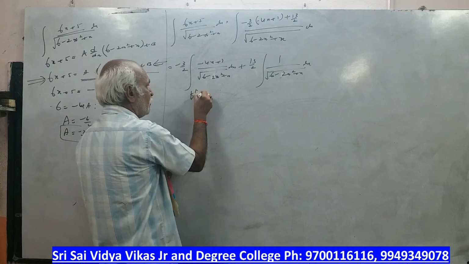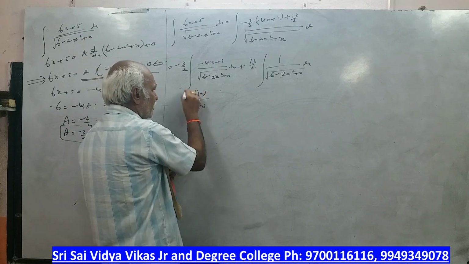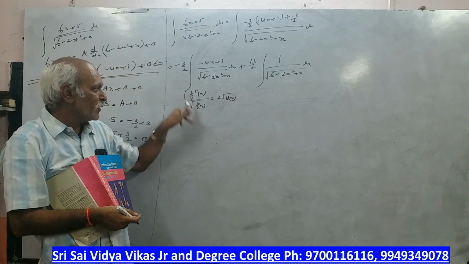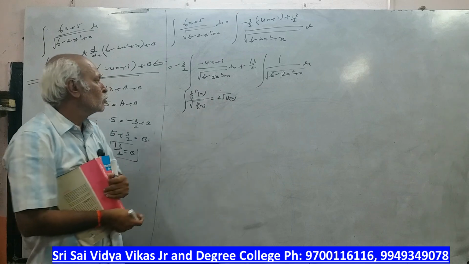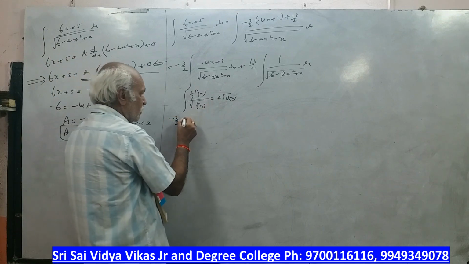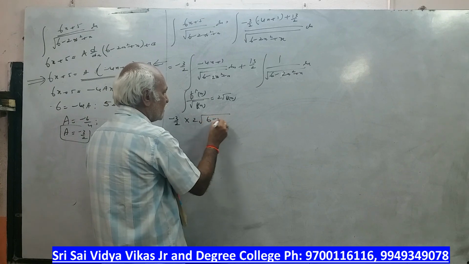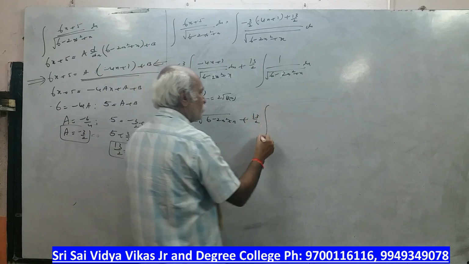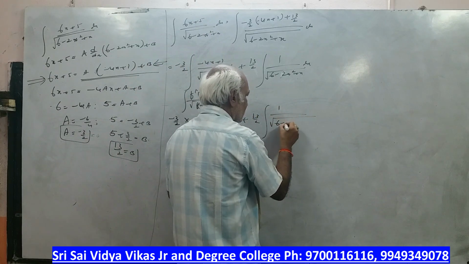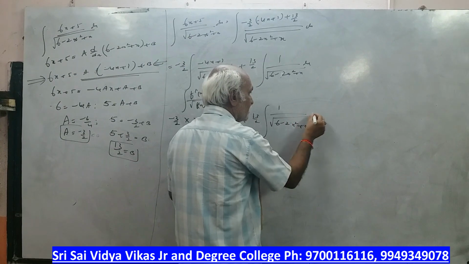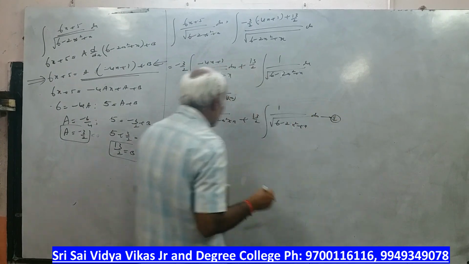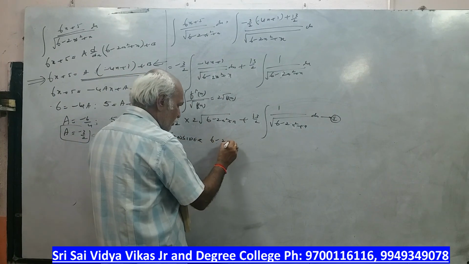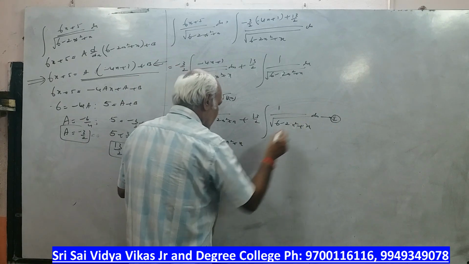Therefore, it is in the form of f dash x by root of f of x, which is nothing but 2 root of f of x. Please remember, the last one was f dash x by f of x. Now f dash x by root of f of x gives 2 root of f of x, so minus 3 by 2 into 2 into root of 6 minus 2x square plus x, plus 13 by 2, 1 by root of 6 minus 2x square plus x dx. You call it Roman 1. Again, consider 6 minus 2x square plus x. Take minus 2 common.